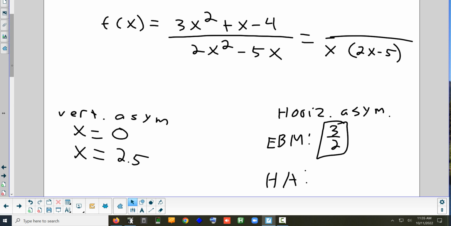Well, 3 halves is the horizontal asymptote. How do you properly write an asymptote? It's got to be an equation. So we've got our asymptotes. That's what's going to divide our graph up into a grid. So now we've got an upper left, a lower right, and a middle.